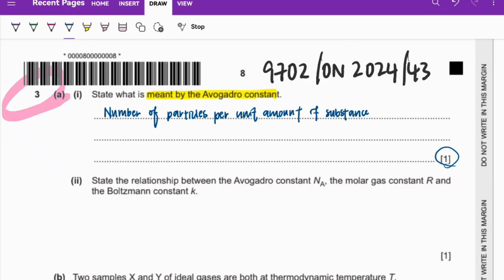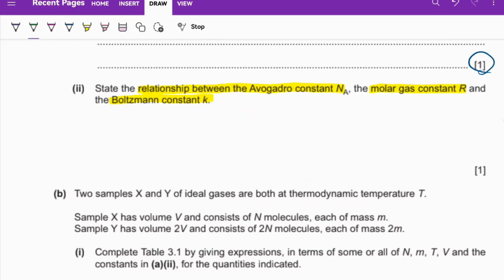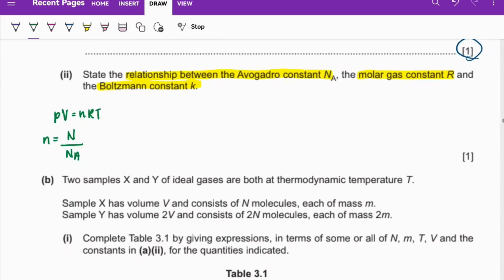Okay, let's move on. Roman 2. State the relationship between the Avogadro constant, molar gas constant, and the Boltzmann constant. Okay. Now, remember we have the formula PV equals nRT. And we know n is equal to number of molecules over Avogadro constant. So, we can rewrite this as PV equals N over NA, RT. And since NA, which is the Avogadro constant, and the molar gas constant are constants, we can combine them to form one constant itself.